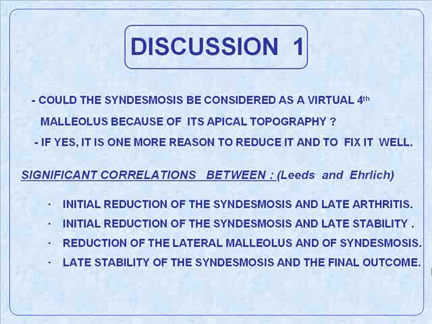In the literature, significant correlations have been found between initial reduction of the syndesmosis and late arthritis, initial reduction of the syndesmosis and late stability, the reduction of the lateral malleolus and of the syndesmosis, and the late stability of the syndesmosis and the final outcome. So the ankle is a whole big issue, and one has to deal with every single item of this issue.